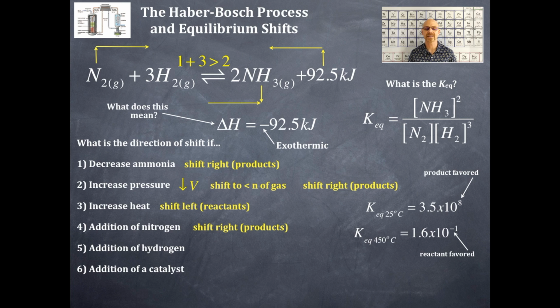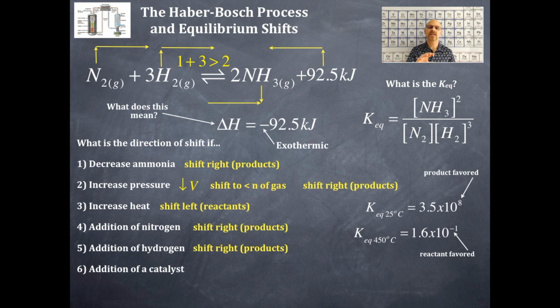The next one is the addition of hydrogen gas. If I add hydrogen gas, it's on the reactant side, so it will cause a shift to the right, towards the products. Again, they're adding more hydrogen gas, and that's causing a shift towards products, exactly what you want, because you're trying to make more ammonia.